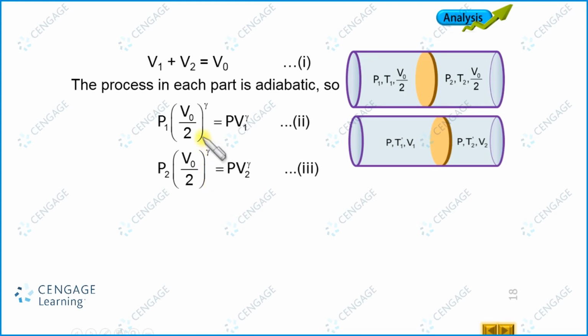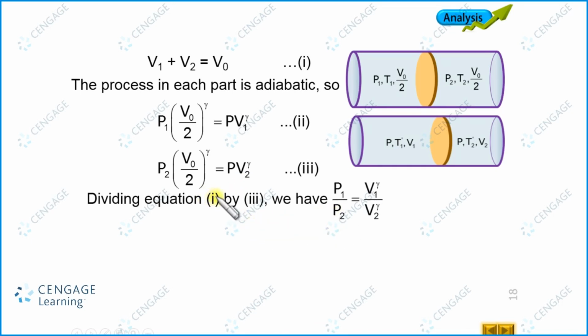We can divide the second equation by the third equation. So we can observe this V naught by 2 to the power gamma will get cancelled. P and P will also get cancelled. We will have the equation P1 divided by P2 equal to V1 to the power gamma divided by V2 to the power gamma. So let us call this equation number 2.